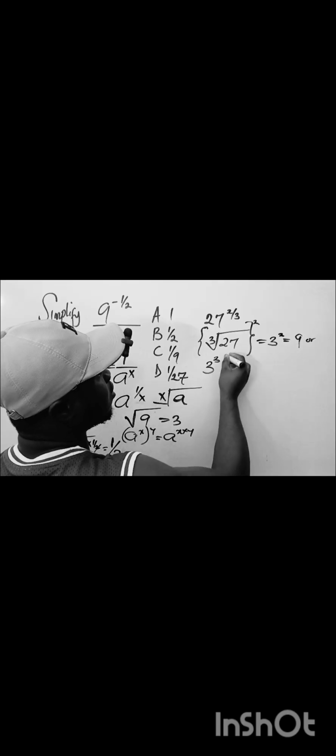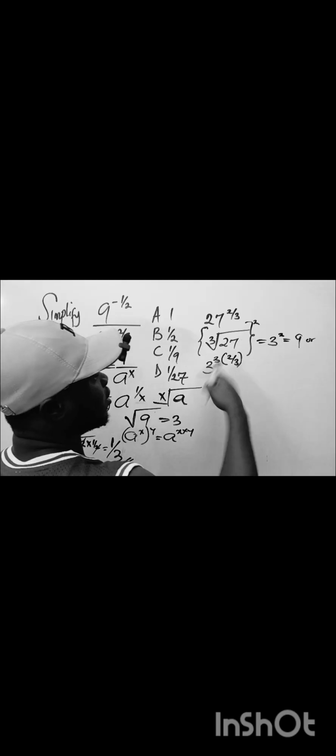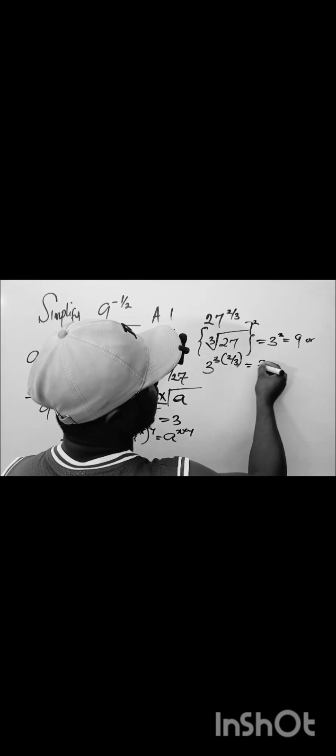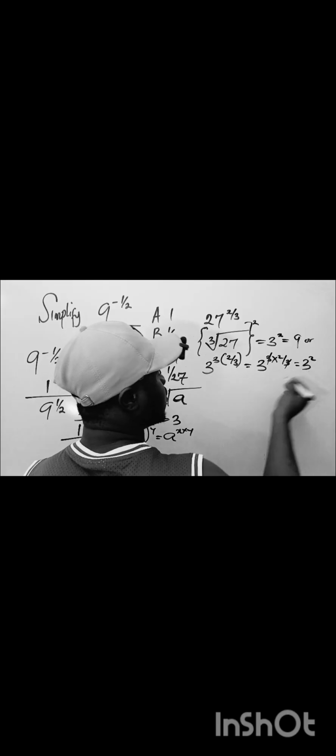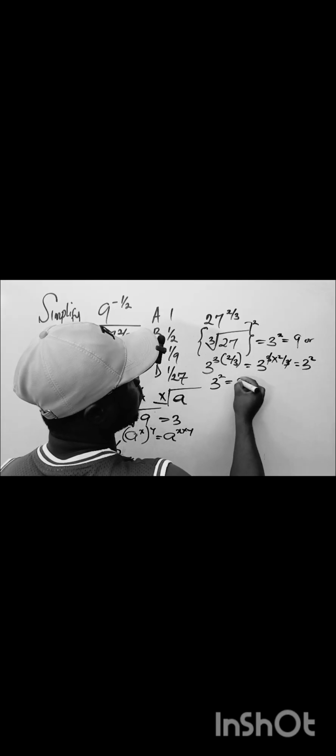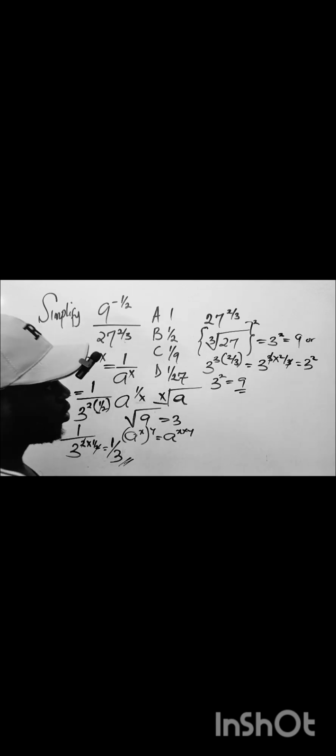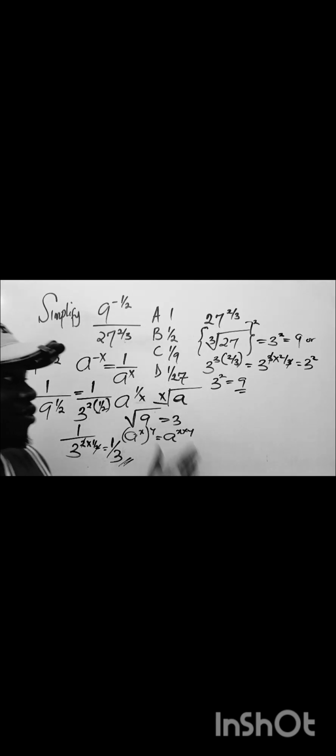Or you can say that this 27 is 3 raised to power 3, raised to power 2 over 3. Remember, when a base has powers, the powers multiply themselves. So we have 3 raised to power 3 times 2 over 3. This cancels this, and we are left with 3 raised to power 2, which gives you 9, the same thing as this. So what am I trying to say? There are many ways we can solve this problem, depending on whether we know the laws of indices. They are very, very important. So up here, we got 1 over 3, and down here, we have 9.